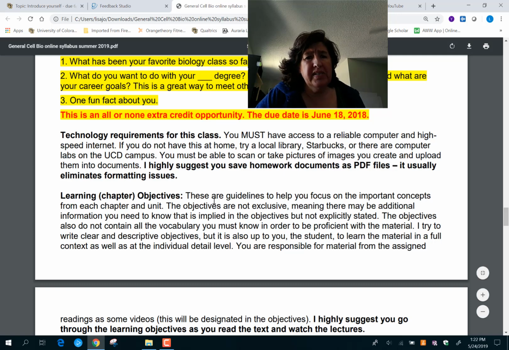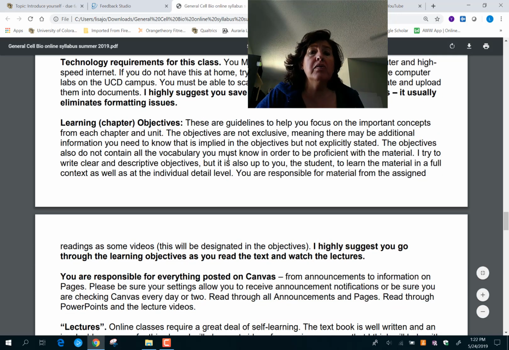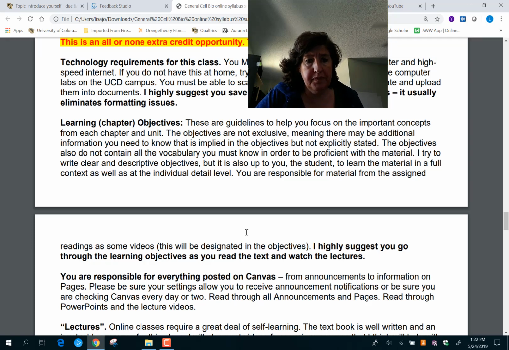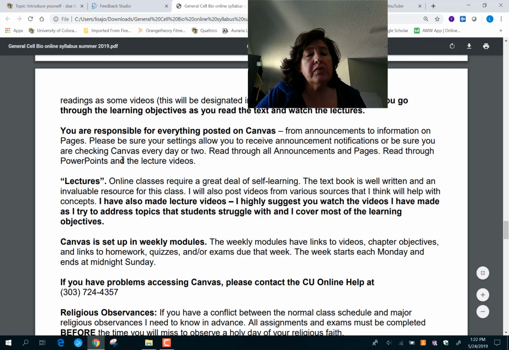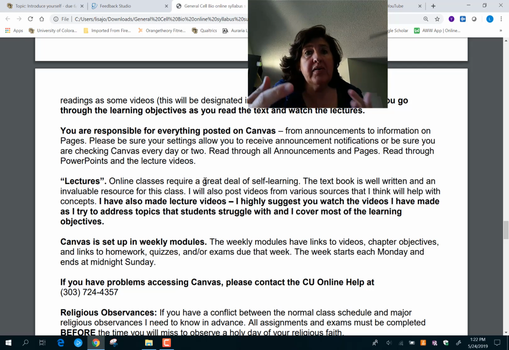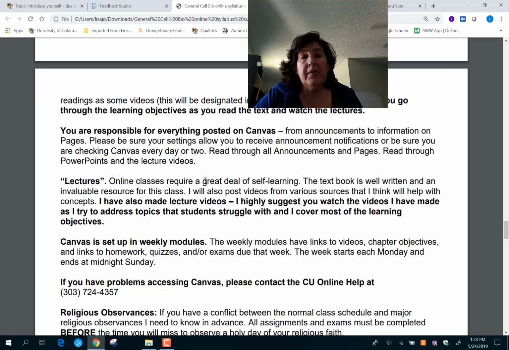Learning chapter objectives. These are your guidelines for the material you need to learn. You're responsible for everything posted on Canvas. Make sure you're getting my announcements. I send out announcements a lot. I would suggest you make sure you get them as emails, because they might say, hey, don't forget this. Hey, this is happening. This is how I communicate with you guys.